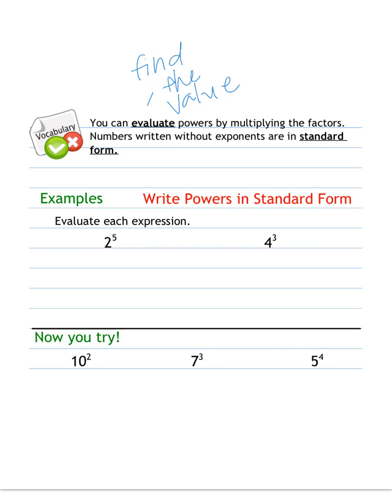So it says here to write powers in standard form and to evaluate each expression. So again, that evaluate there tells us to find the value. So in this first one, we are taking 2 raised to the power of 5. So we are taking 2 and we are multiplying it 5 times over.